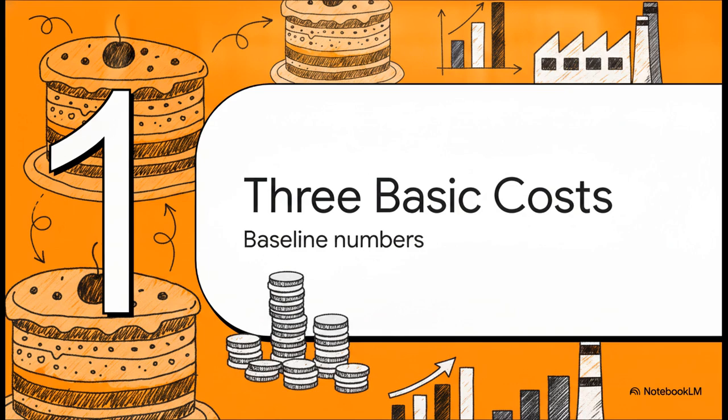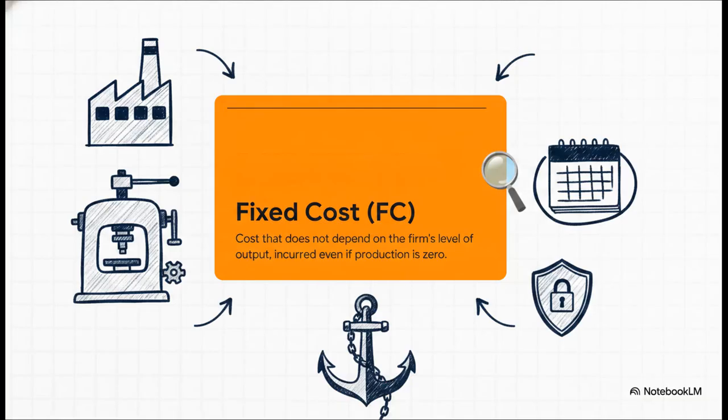Section 1, the three basic costs. Let's start right at the absolute baseline numbers that every single business owner has to track. The most interesting concept here is inevitability. Before a factory even turns on the lights or produces a single widget, they're hit with fixed costs.